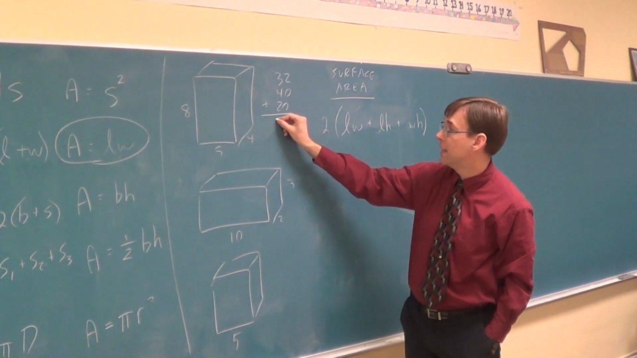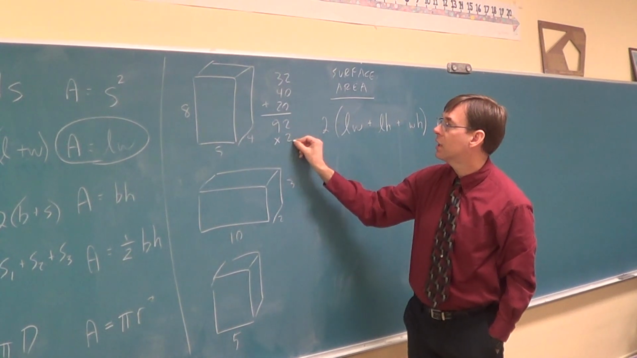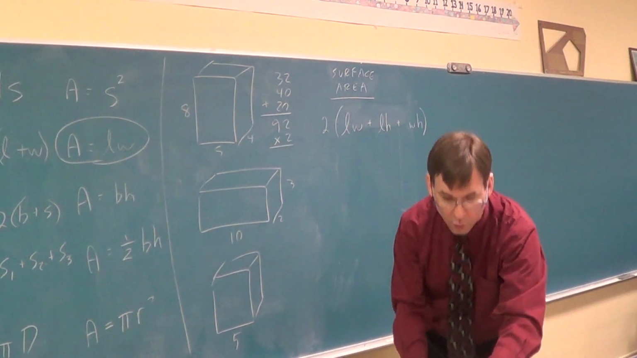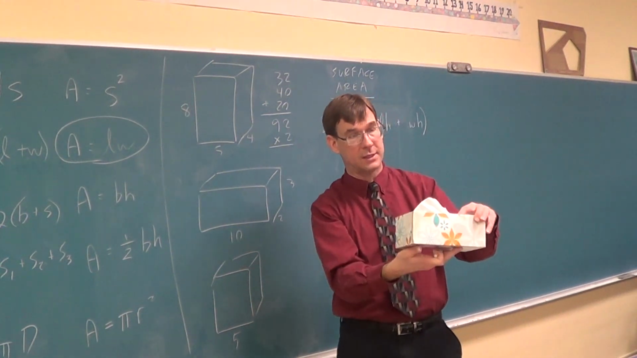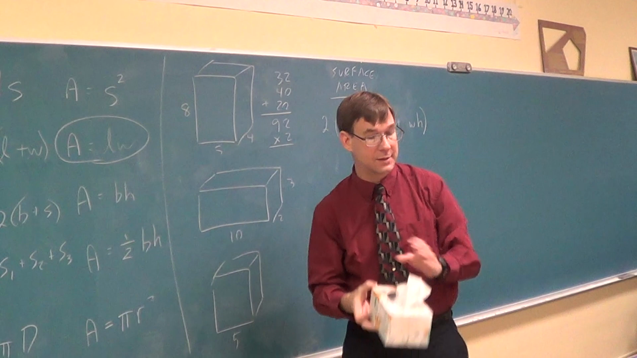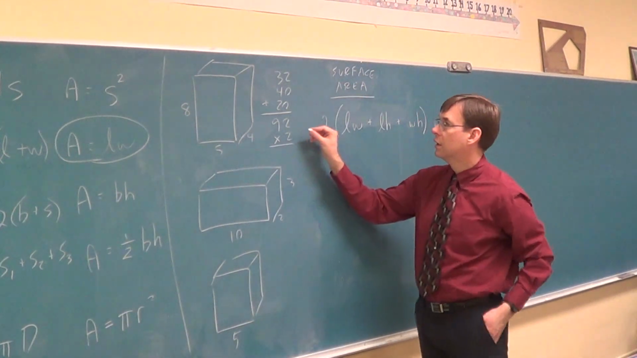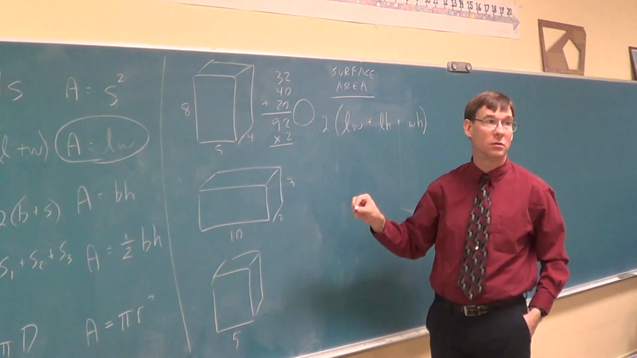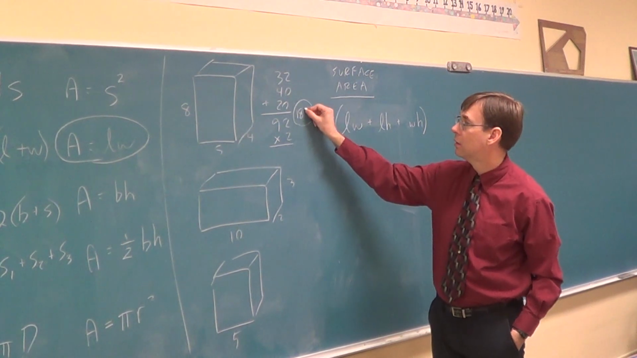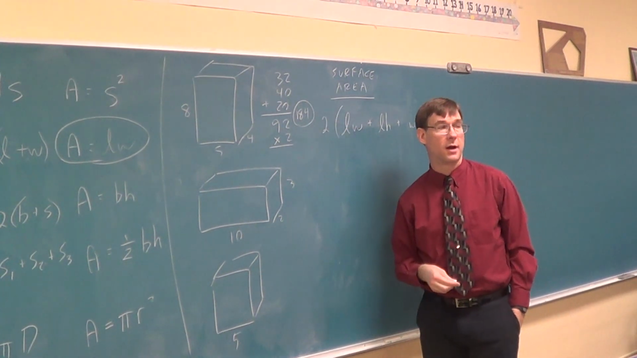92. It would be a 92. And then we're going to go times 2, because we only figured out 3 of the faces. There's another 3 faces hiding out there somewhere. Grand total, 92 times 2? 184. That's surface area.